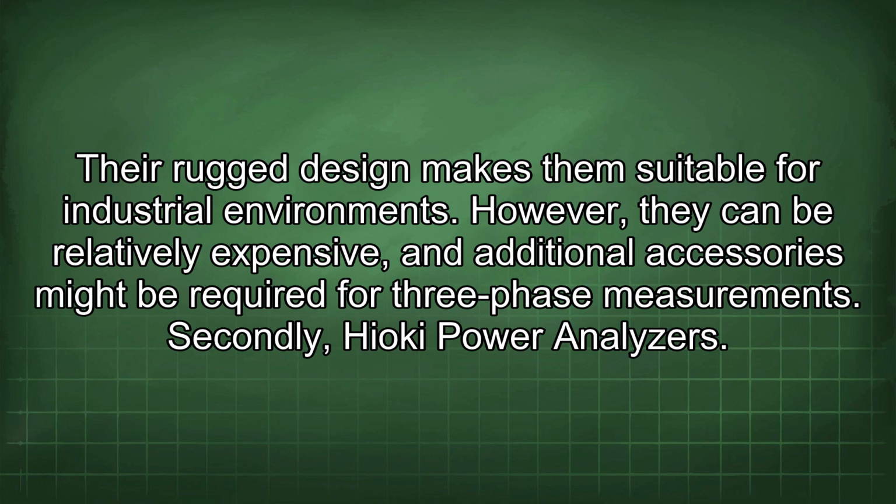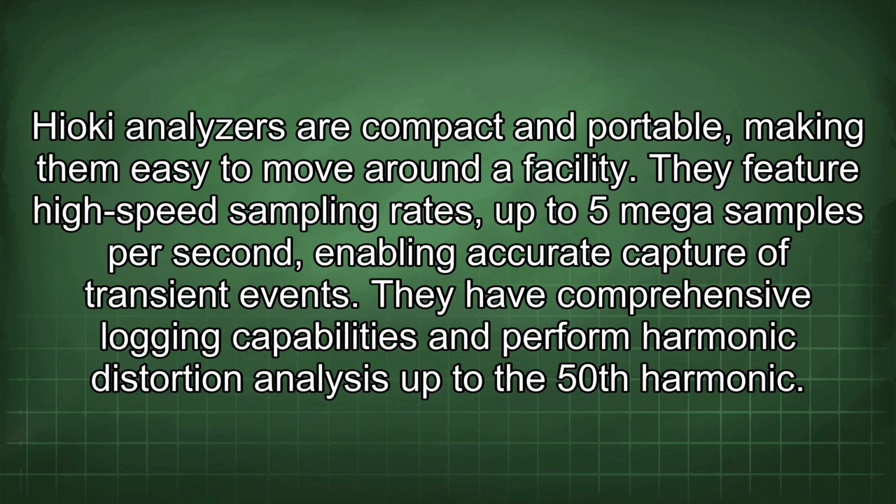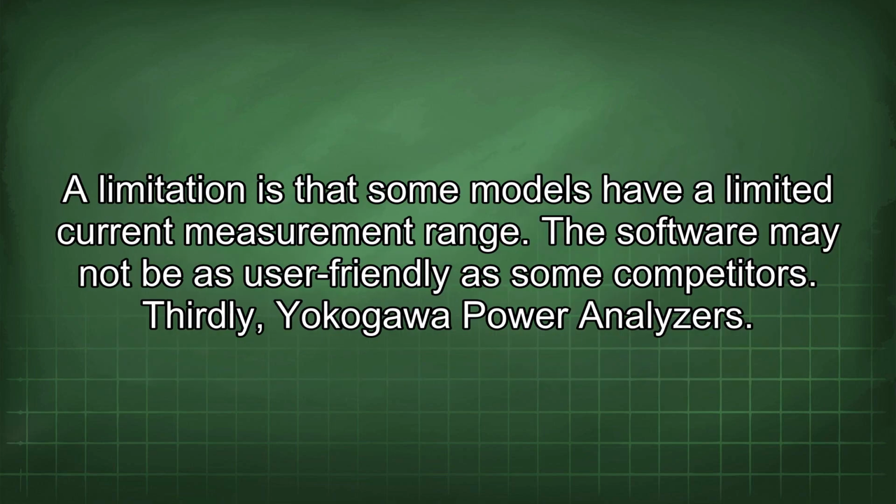Secondly, Hioki power analyzers. Hioki analyzers are compact and portable, making them easy to move around a facility. They feature high-speed sampling rates, up to 5 megasamples per second, enabling accurate capture of transient events. They have comprehensive logging capabilities and perform harmonic distortion analysis up to the 50th harmonic. A limitation is that some models have a limited current measurement range. The software may not be as user-friendly as some competitors.